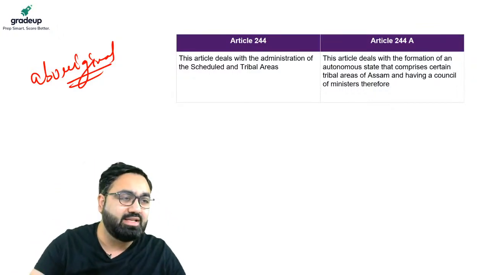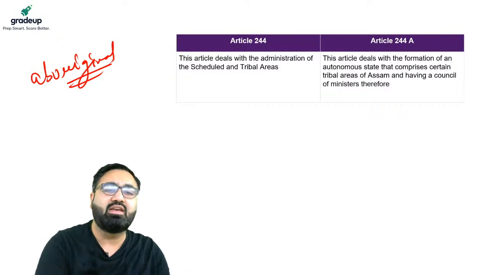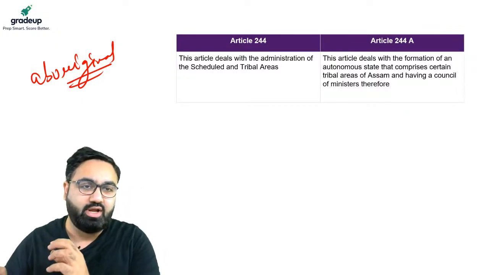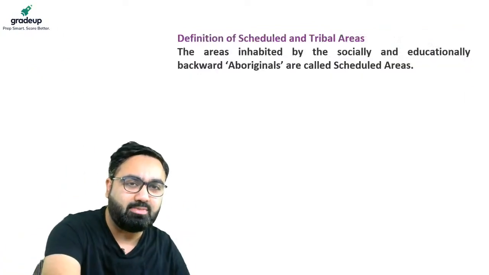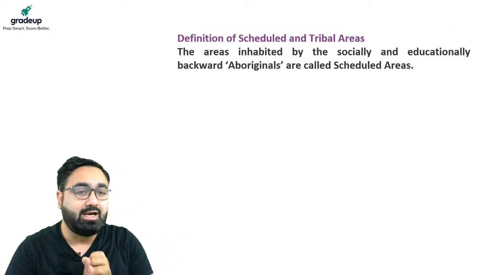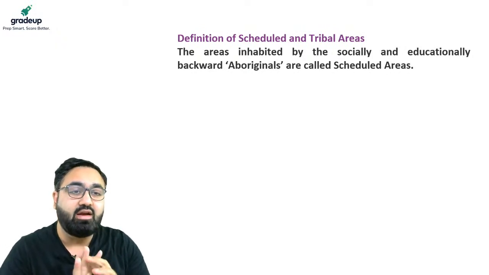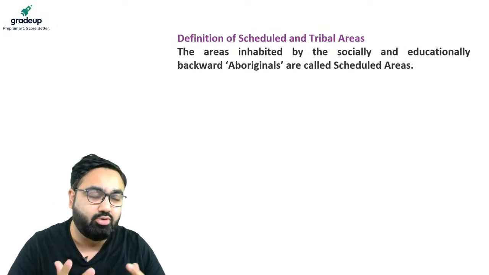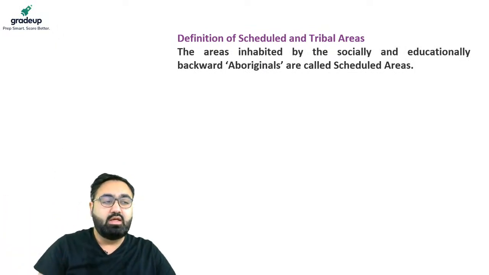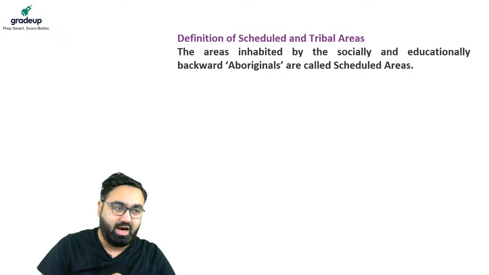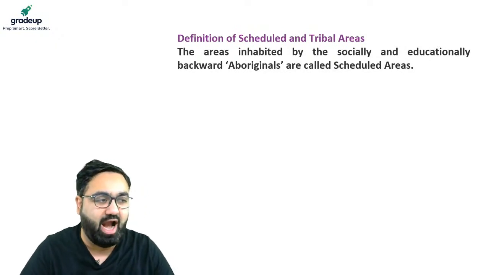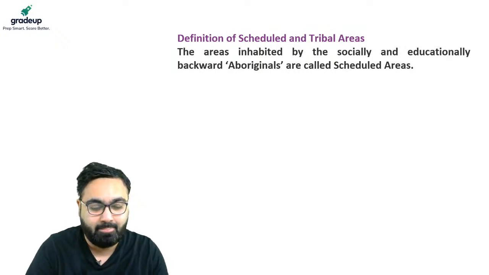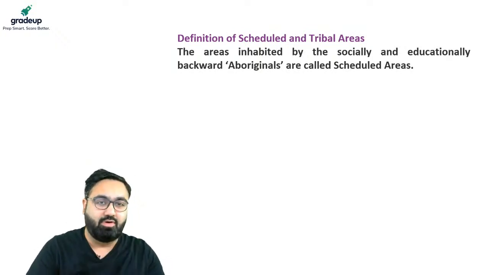So aboriginal means the people who are living in that area for a very long time. Now, Article 244 talks about the schedule areas and 244A also talks about similar areas. As I said, these are the areas where aboriginals are living. Aboriginals are those people who are living in an area originally for many centuries. They are socially and educationally backward, and because of their social and educational backwardness, they are given certain special rights from the government. They are given certain special power from the government.